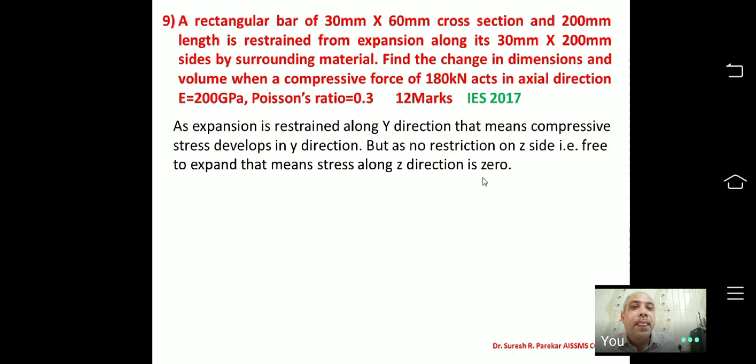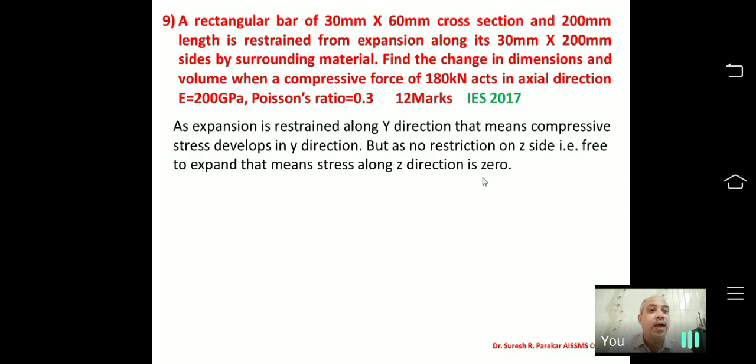So now we have the next one. This question we have taken from 2017. Now in the same way, if you compare the last problem and this problem, here only two faces are restrained. That is 30 by 200. So 30 by 200 we have restrained, which means which dimension are we going to prevent from deformation? The dimension prevented from deformation is 60 millimeter. Try to understand.